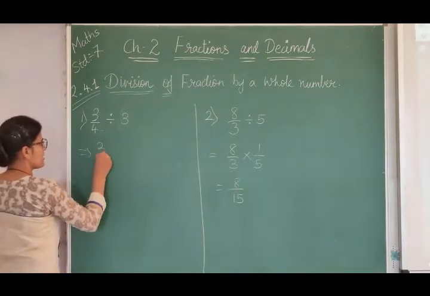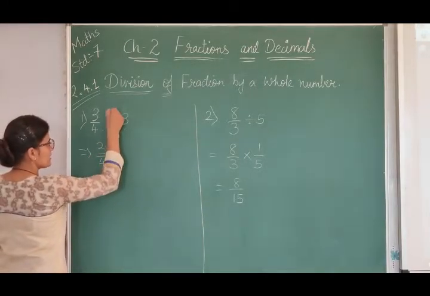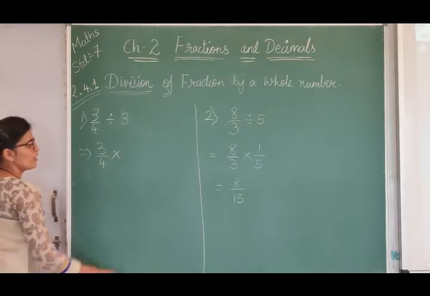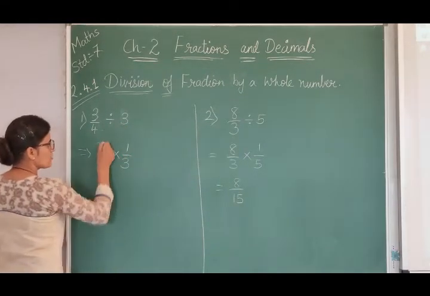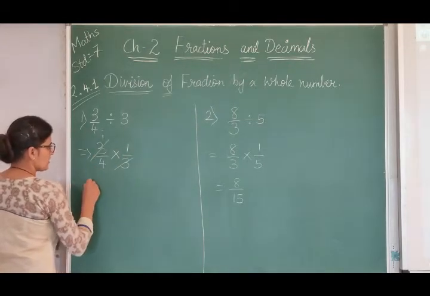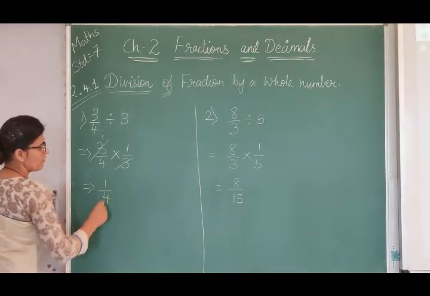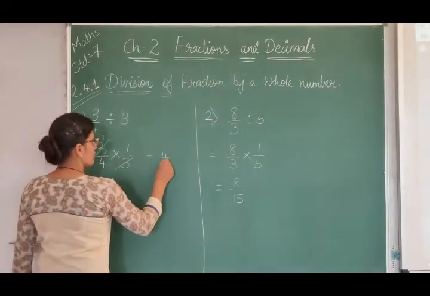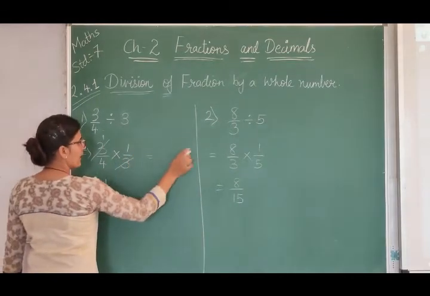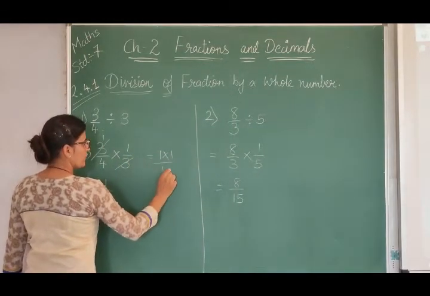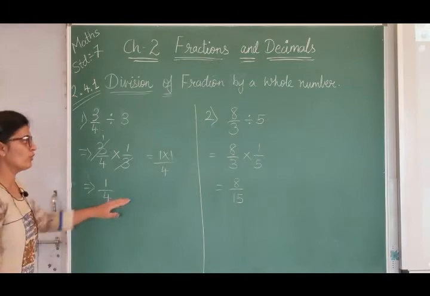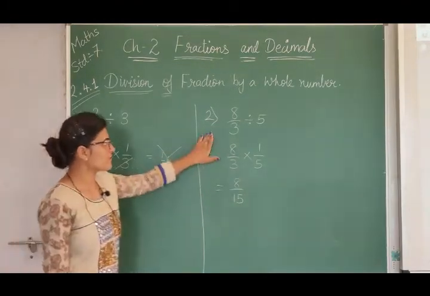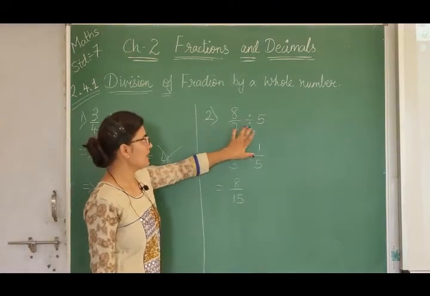So 3 by 4 as it is, we will write, division will be converted into multiplication. 3's reciprocal is 1 by 3. So 3 and 3 cancel out. So the answer will be 1 by 4. Don't make a mistake to write equal to 4. But here it will be 1 by 4. So the answer will be 1 by 4. Don't put equal to 4. This is incorrect.